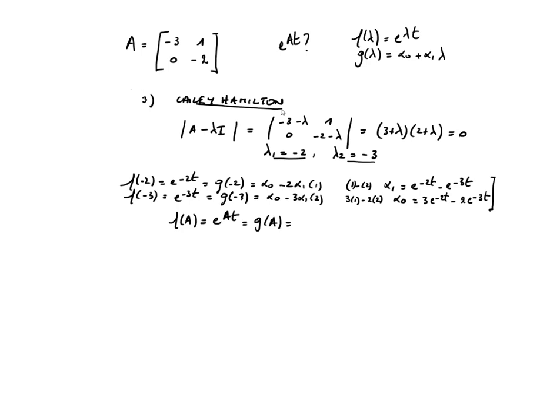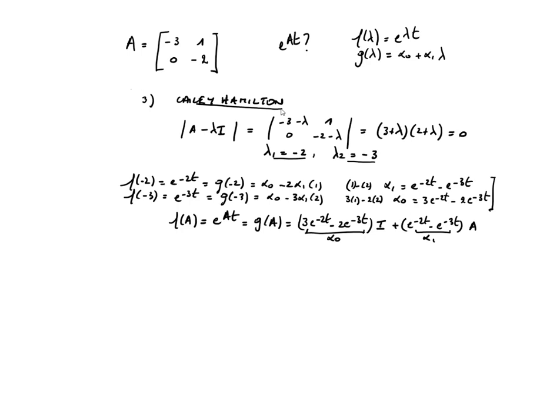So that's this thing here where you replace lambda by the matrix A, and when there is no lambda you have to introduce the identity matrix. So that's alpha 0, that's 3e to the minus 2t minus 2e to the minus 3t times the identity matrix, plus alpha 1, that's e to the minus 2t minus e to the minus 3t, times A.